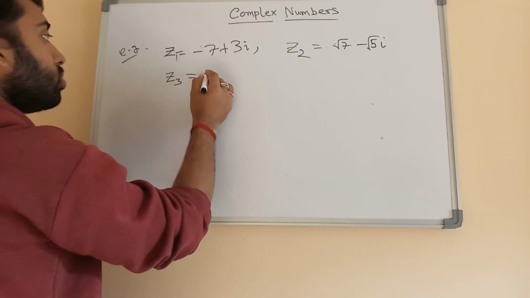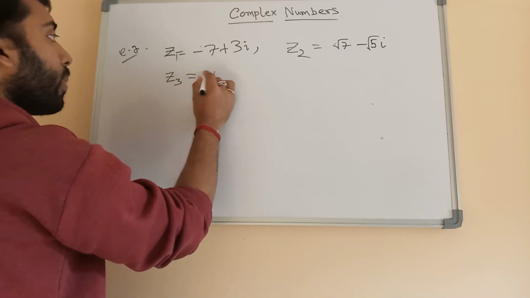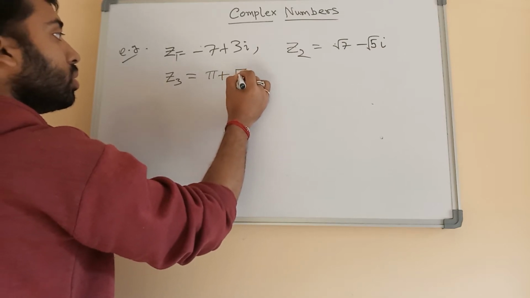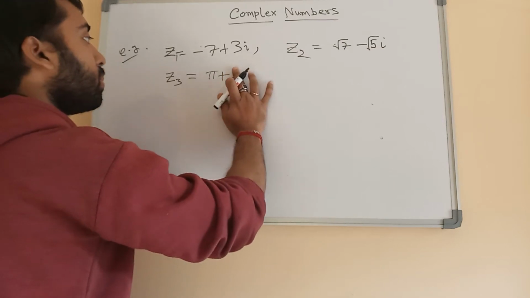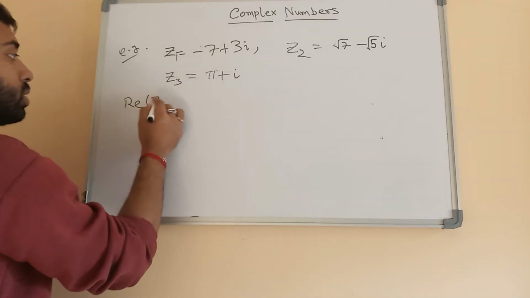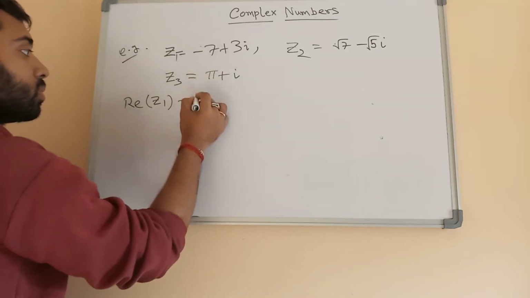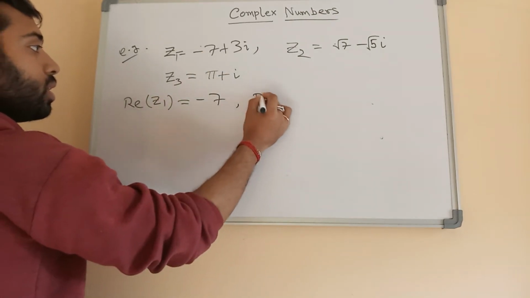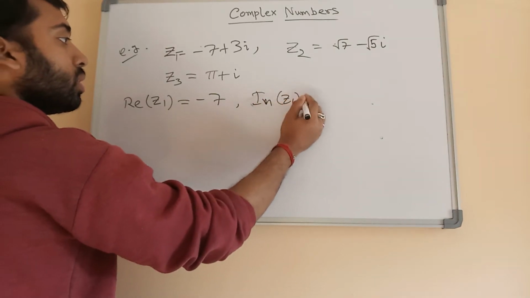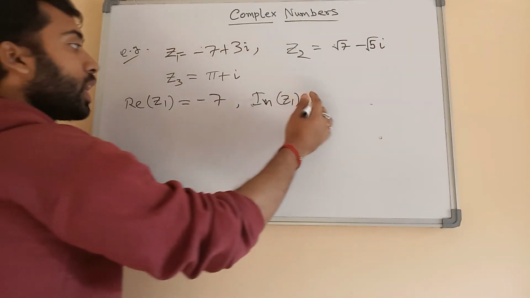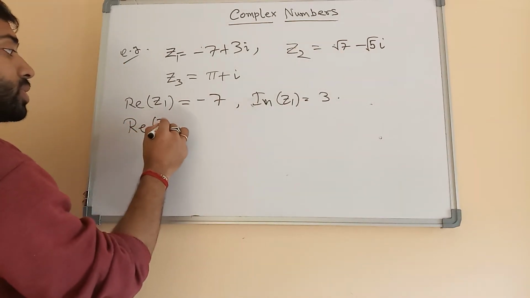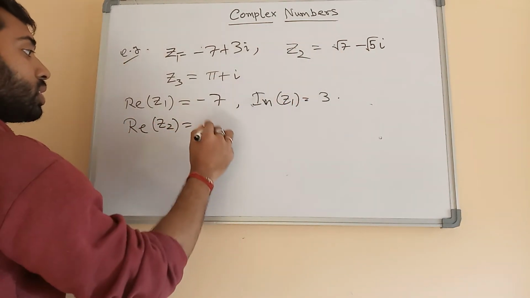Z3 equals pi plus i. So the real part of Z1 is minus 7, and the imaginary part of Z1 is the term multiplied with i, that is 3. The real part of Z2 is root 7.